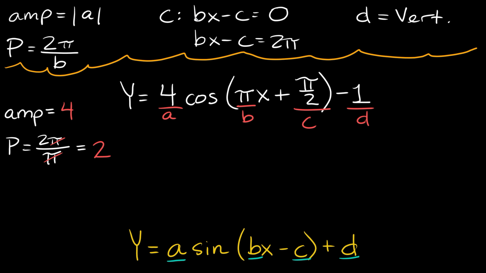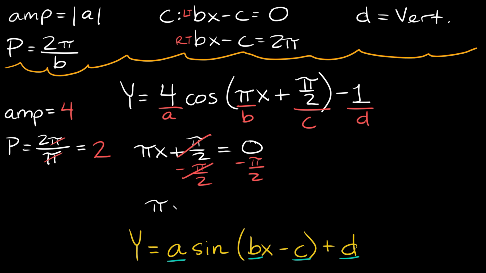So again, to find the left, it's the top one, and to find the right end, it's this bottom one, right? So you're just going to take whatever's inside of your parentheses. So in this case, pi x plus pi over 2. And we're going to set that equal to 0 to find the left side. So again, solving for x here, we can first subtract this pi over 2, right? Subtract pi over 2 from both sides. These cancel out. We're left with pi x is equal to negative pi over 2.